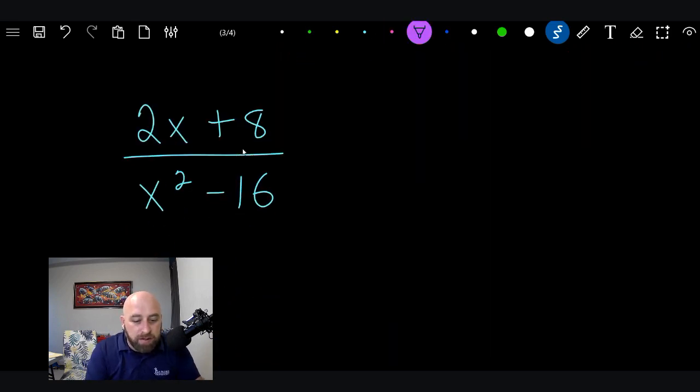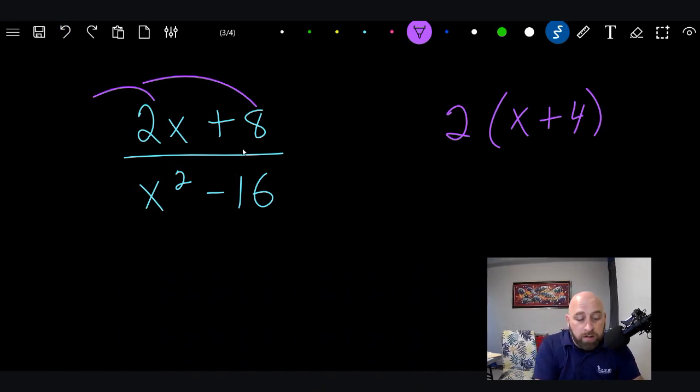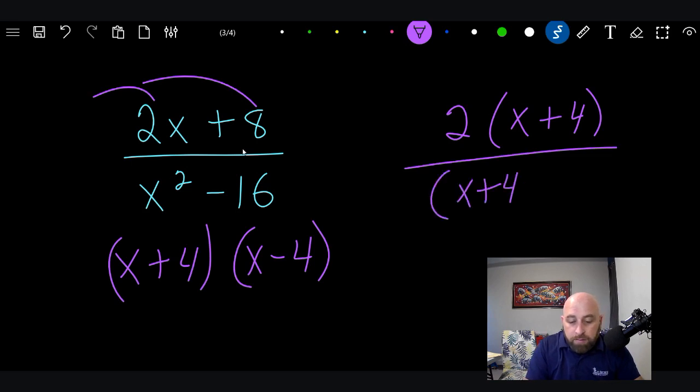Let's try this one. Let's see what happens here. Well, this one, again, common factor. It's all we can do. And so the 2 comes outside, and we have x plus 4. Down here, this is a difference of 2 squares. Look, that's a square, and that's a difference. Do you remember how to do them? Those come out to what we call conjugates. X plus 4, x minus 4. All right. So there we go, x plus 4, x minus 4.